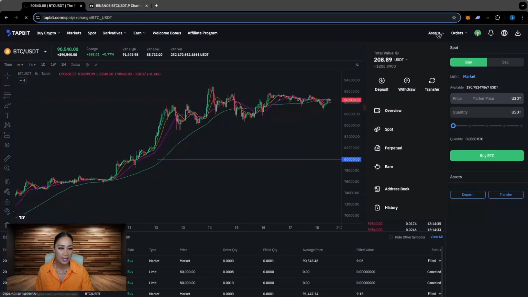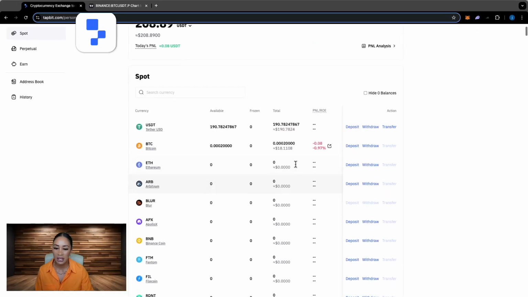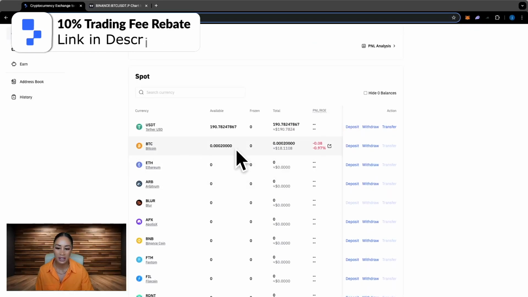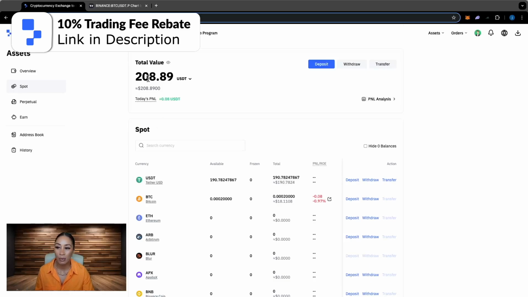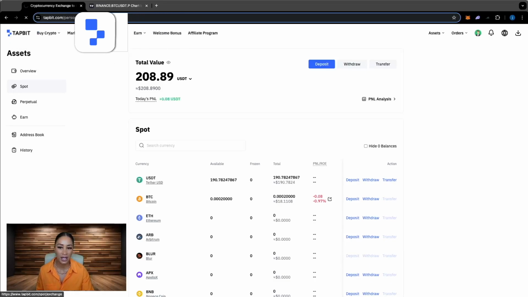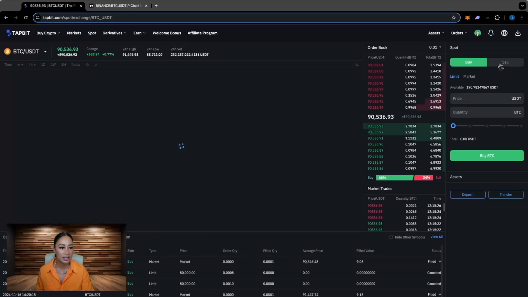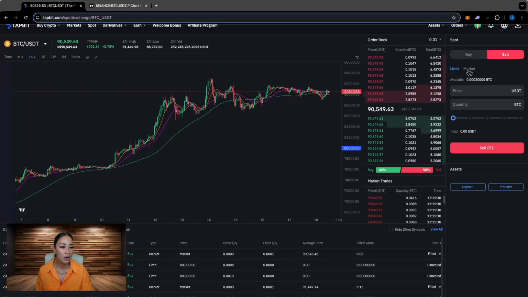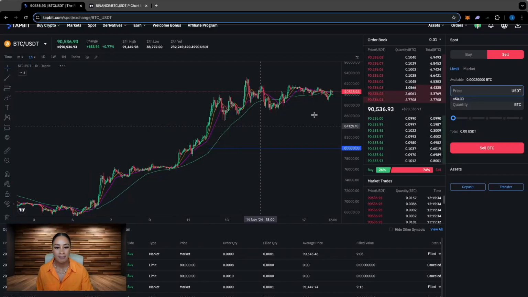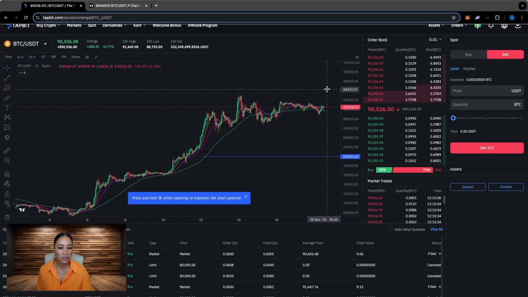So if I head to asset and then spot, you can see here my Bitcoin is now sitting in my spot wallet. Now if I want to sell my Bitcoin, I would then head back to the spot tab, which will take me back to the spot trading platform. I then click sell. I can choose between a limit or market order. I'm going to go ahead and put in a limit order. I think that this might go to 93,800, so I'm going to insert that price here, 93,800.